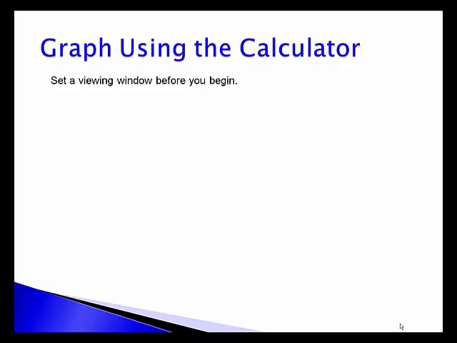We'll want to begin by setting a viewing window. Let me remind you the steps for setting a standard window. Zoom 6, which is Z standard, will set the window for you so that x min is equal to -10, x max is +10, x scale is 1, y min is -10, y max is +10, and y scale is 1. That's the window we'll set for the equation we're now going to graph.